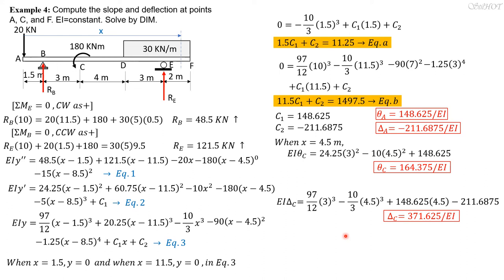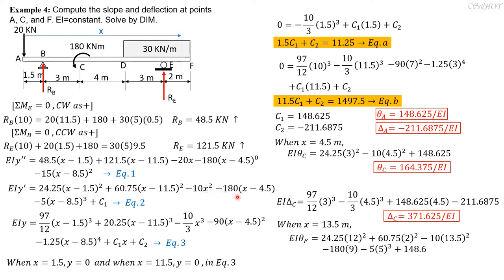And next is when x is at F, when x is 13.5. So EI theta F in equation 2: EI theta F equals 24.25 times 12 squared plus 60.75 times 2 squared minus 10 times 13.5 squared minus 180 times 9, then minus 5 times 5 cubed, and plus c sub 1, which is 148.625. Solving for theta F, it is equal to negative 183.875 over EI.